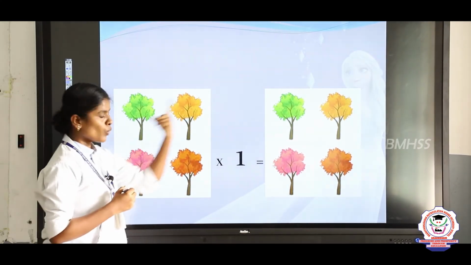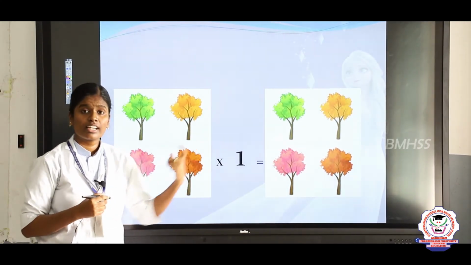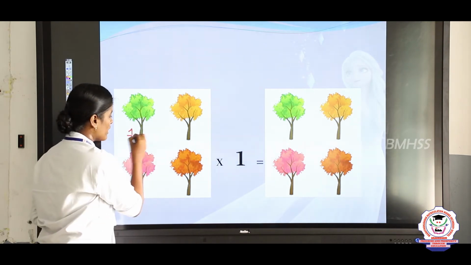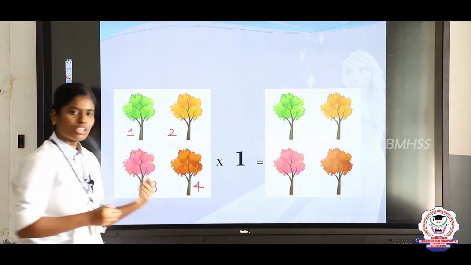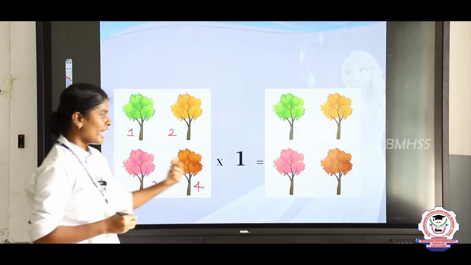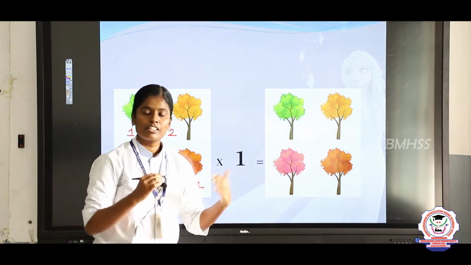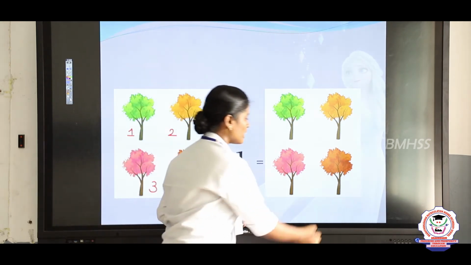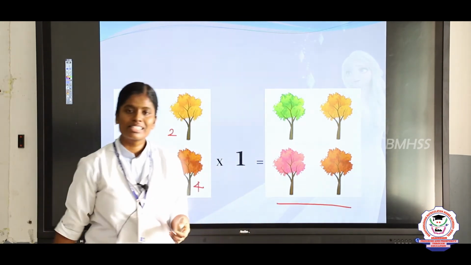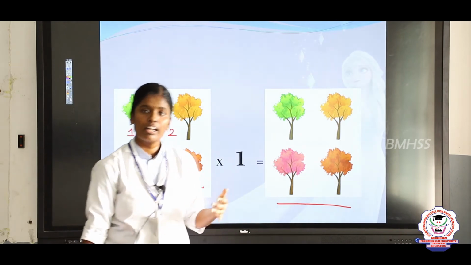Listen here. Here we have 4 trees. How many trees are there? 1, 2, 3, 4. So totally we have 4 trees, multiplied by 1. That is 4 times of 1. So the answer is 4. 4 ones are 4.